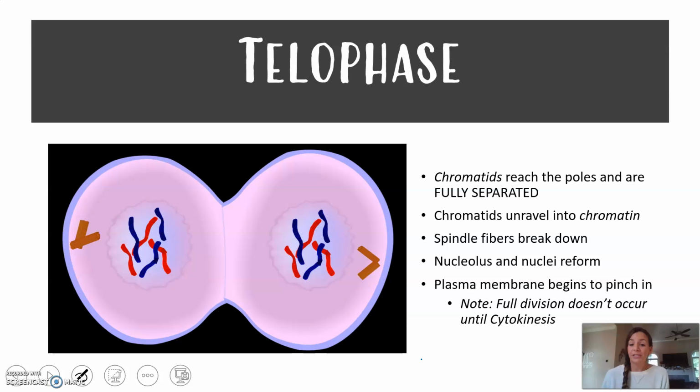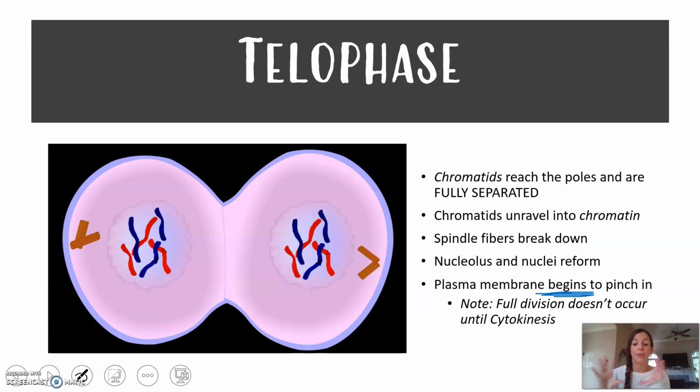All right, we're almost done dividing. Now we have telophase. So in telophase, they're fully separated. The chromosomes are going to start unraveling back into chromatin because that's kind of their natural form of existence in the body. The spindle fibers break down because, well, they don't have a role anymore because they've already pulled the chromatids to the opposite sides, and the nucleus begins to reform. The plasma membrane also begins to pinch, but this is super important. It begins. A lot of people think telophase is where that final division occurs, but it's not.